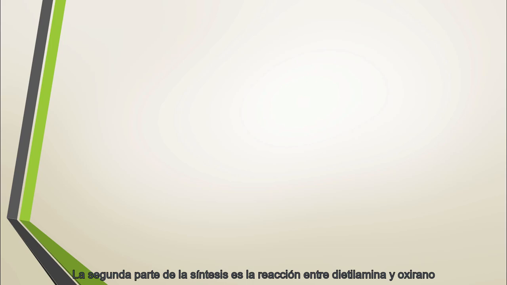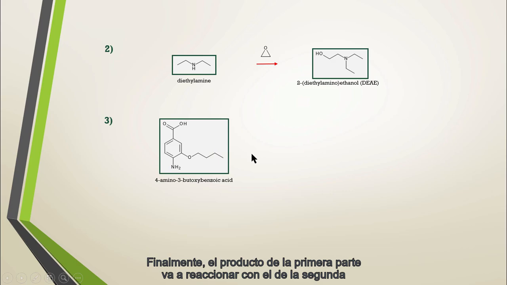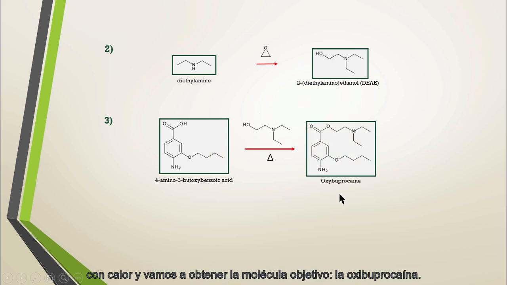The second part of the synthesis is the reaction between diethylamine and oxirane to get DEAE. Finally, the product of the first part will react with the one of the second part with heat, and we are going to get the oxybuprocaine.